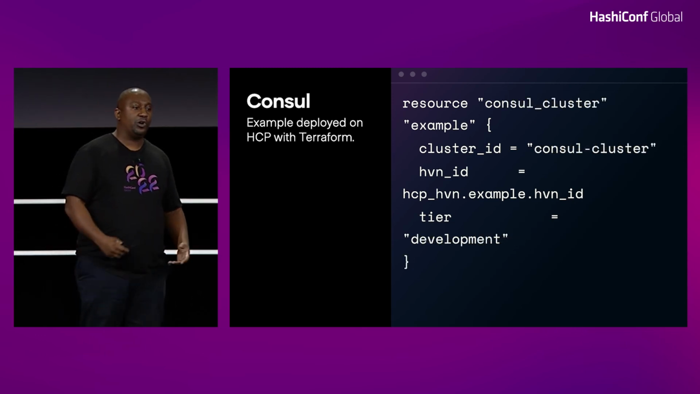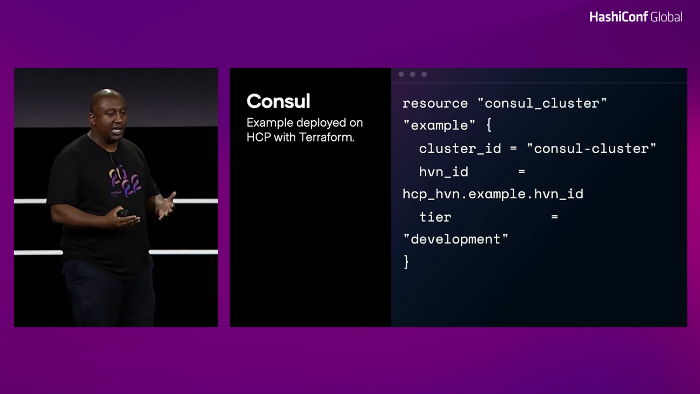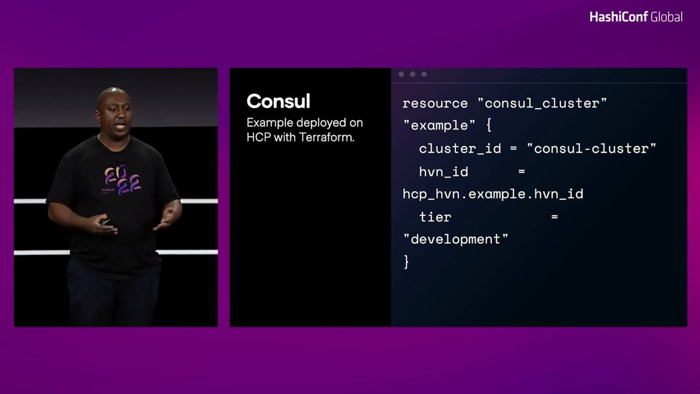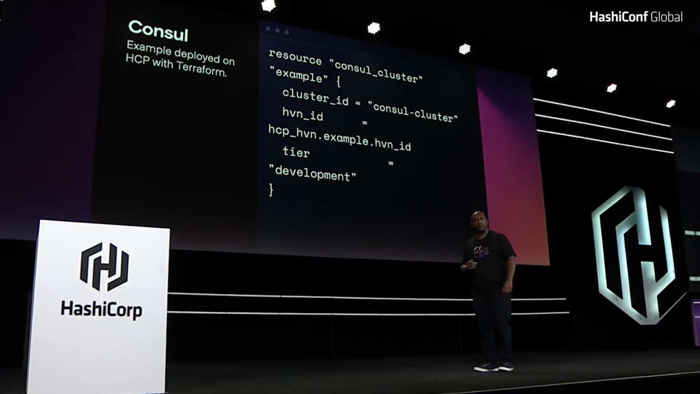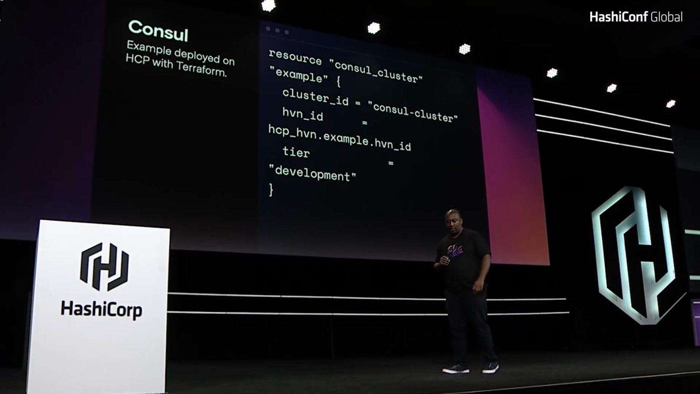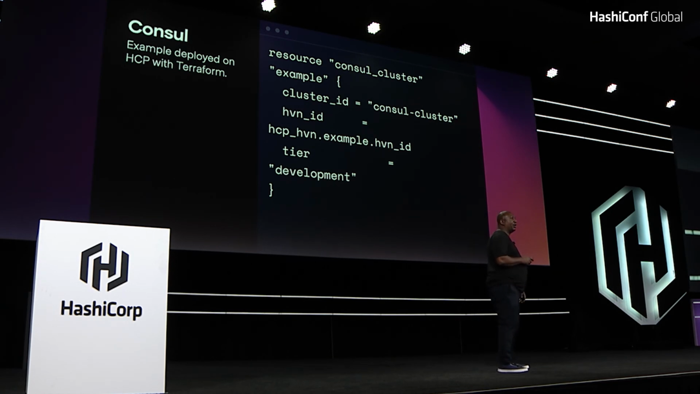And finally, Consul. Same thing. You get the pattern. Cluster ID, HVN, and the tier, right? Those three pieces of information, terraform apply -auto-approve, because we don't really run plans these days, do we? And you have the core building blocks to start thinking about how to implement your zero trust strategy.